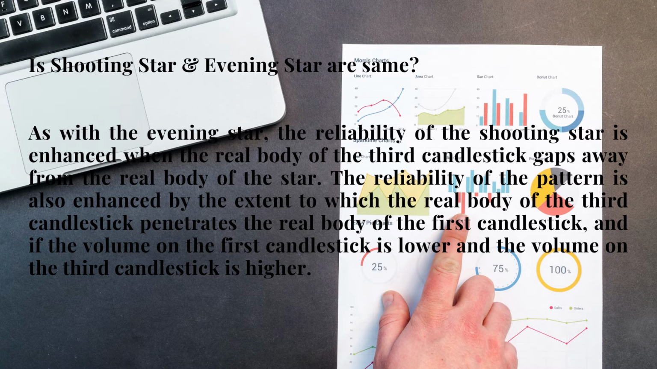Are the shooting star and evening star the same? As with the evening star, the reliability of the shooting star is enhanced when the real body of the third candlestick gaps away from the real body of the star. The reliability of the pattern is also enhanced by the extent to which the real body of the third candlestick penetrates the real body of the first candlestick, and if the volume on the first candlestick is lower and the volume on the third candlestick is higher.